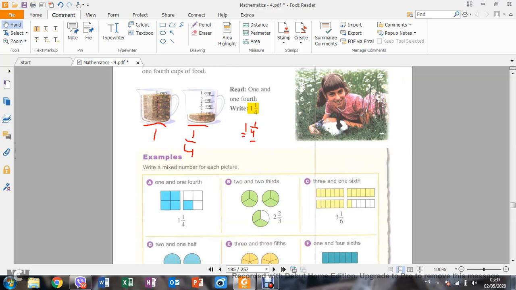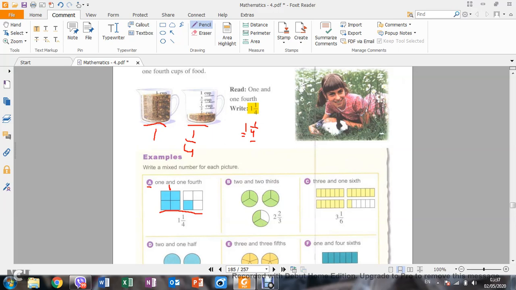So we have more examples. We have these models. It tells us to write these models as mixed numbers, okay? With this picture, look at A. The first one, A. How do I write it? Look, I have 1 square that is divided into 4 parts. All the cells are shaded, okay? So it means I have 1 whole number, because all of them are shaded or colored.